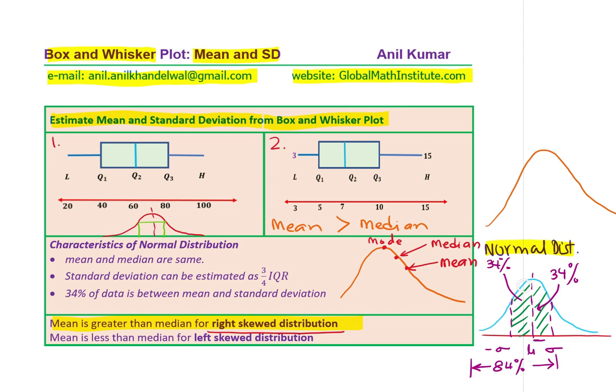So based on this assumption, we are going to estimate the value of mean and standard deviation from box and whisker diagram. And the concept here is, if the data is right skewed, in that case mean will be slightly more than the median. And that means the standard deviation will be further away on the right hand side. Correct? So with this assumption, we'll move forward and try to calculate the mean and the standard deviation.